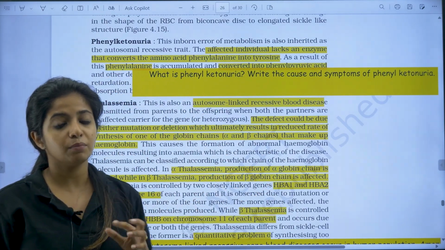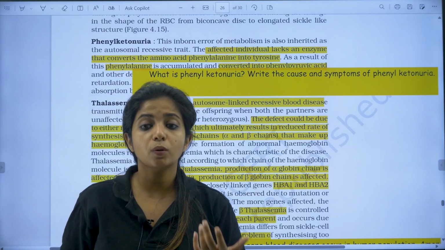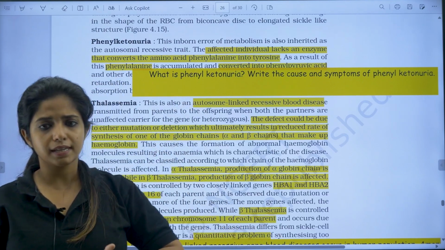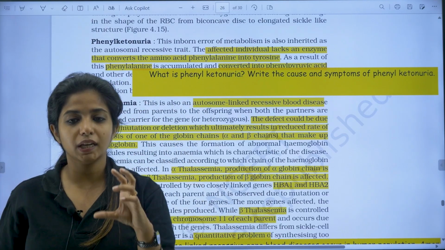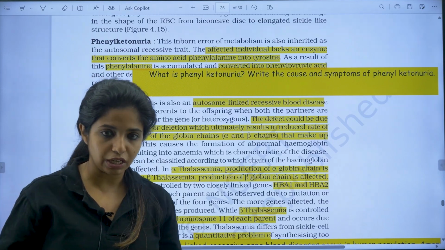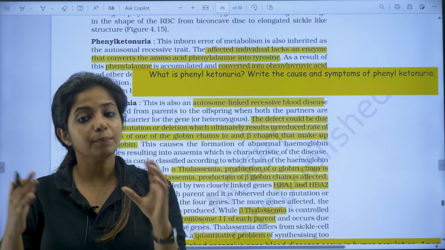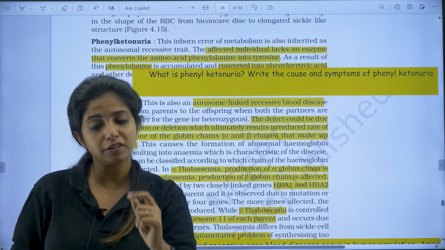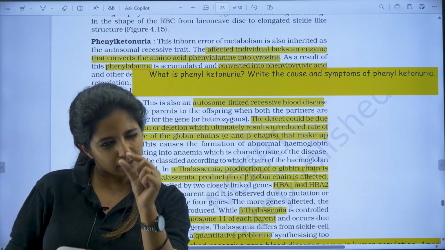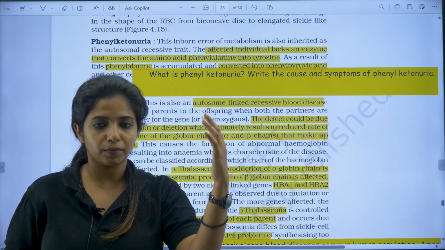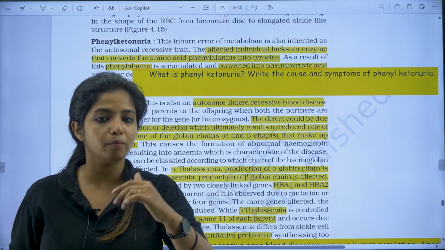Thalassemia and sickle cell anemia, both of them are blood disorders. But how are they different? In hemoglobin, there is an alpha chain and a beta chain. If both the alpha chains are affected, then that's a problem. If the beta chain is affected, that is a problem. If one alpha chain is affected, that becomes a problem, but not a big problem. If one beta chain is affected, that becomes a problem, but not a big problem.